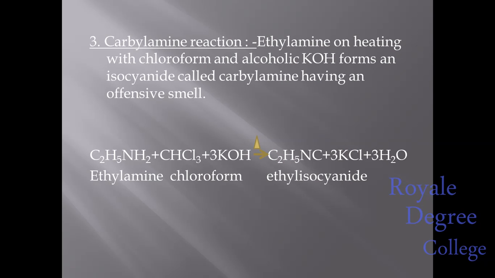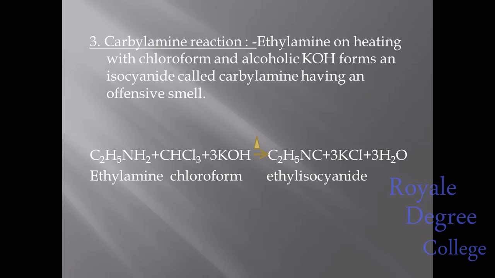Next chemical property we will see, that is the carbylamine reaction. Ethylamine, on heating with chloroform and alcoholic potassium hydroxide, forms an isocyanide called carbylamine, having an offensive smell.